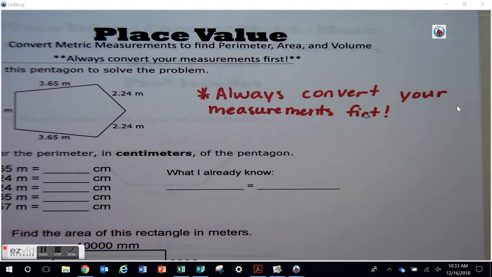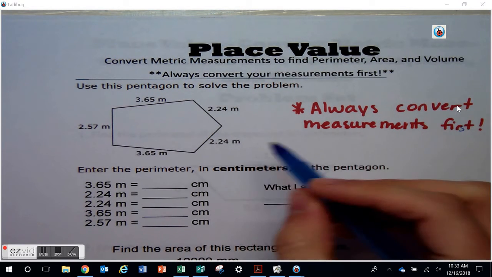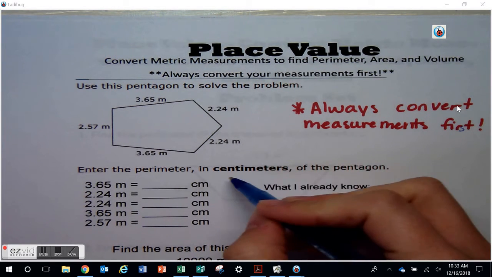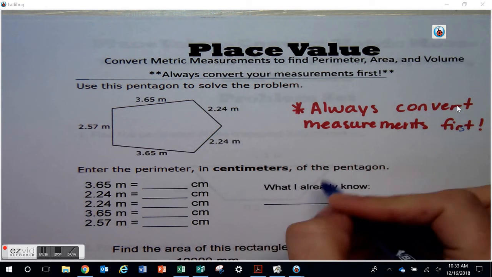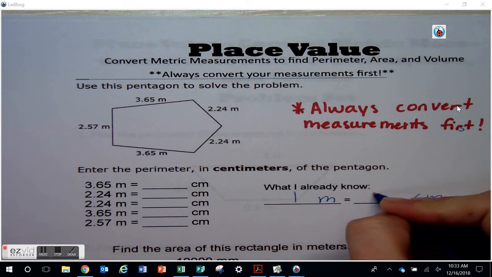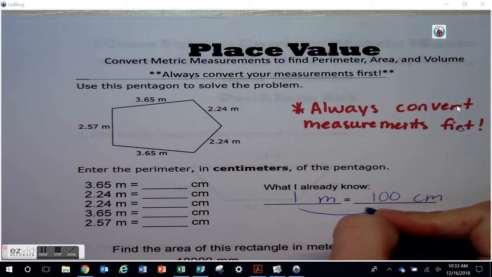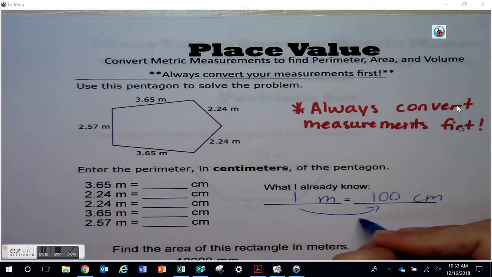Okay, so here I'm going to go from meters to centimeters. And what I already know about meters and centimeters is that 1 meter equals 100 centimeters. So anytime I'm going from meters to centimeters, I'm going to multiply by 100, which means my place value is going to get bigger by 2 place values.